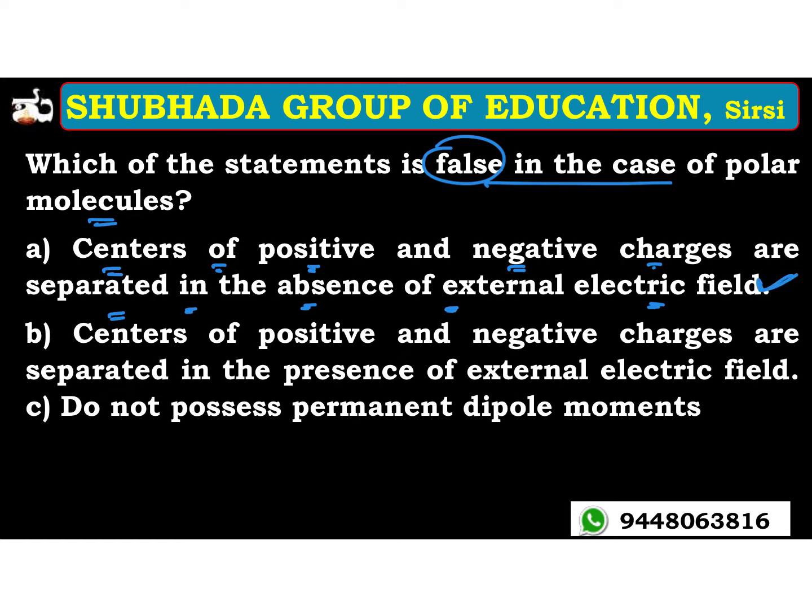So there is a separation of centers of positive and negative charges in the absence of electric field. Similarly, the centers of the positive and negative charges are separated in the presence of external electric field. Here it is the absence as well as presence. Both are true. There should be separation in the centers of positive and negative charges. Do not possess the permanent dipole moment. This is actually the false statement, because the polar molecules do possess the permanent dipole moment. So that's the reason why option C is the right answer, which is the false statement about the polar molecules.